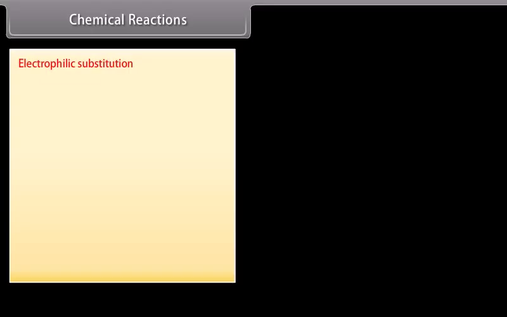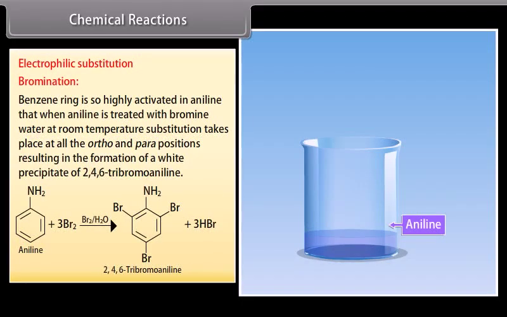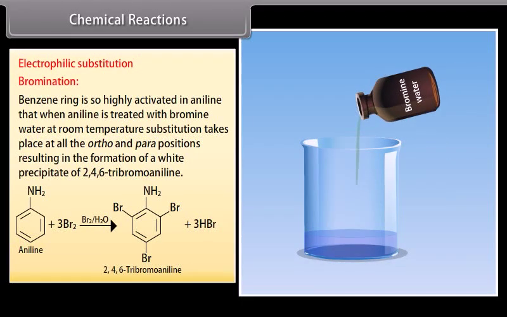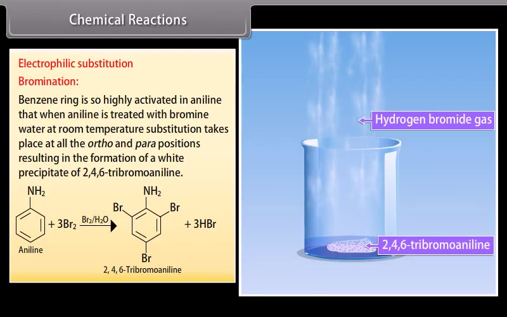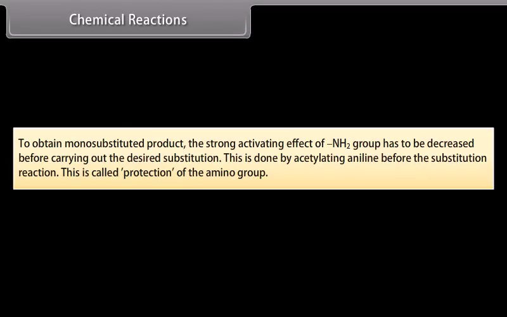Electrophilic substitution. Bromination. The benzene ring is so highly activated in aniline that when aniline is treated with bromine water at room temperature, substitution takes place at all the ortho and para positions, resulting in the formation of a white precipitate of 2,4,6-tribromoaniline. To obtain a mono-substituted product, the strong activating effect of the NH2 group has to be decreased before carrying out the desired substitution. This is done by acetylating aniline before the substitution reaction. This is called protection of the amino group.